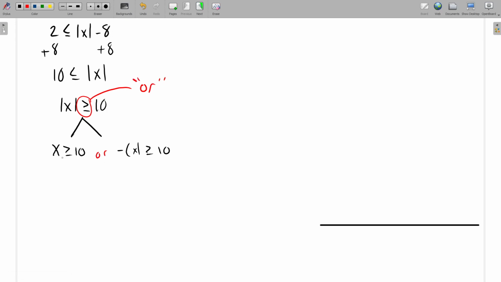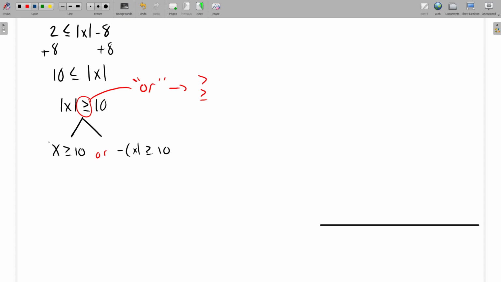So I'm going to be looking at when is x greater than or equal to 10, or when is negative x greater than or equal to 10. This would also be true if we had a greater than symbol. So if we have an absolute value is greater than some number, we're going to split up into 2 cases like normal, and then we're going to have the compound word or between them. And this is true for greater than and greater than or equal to.